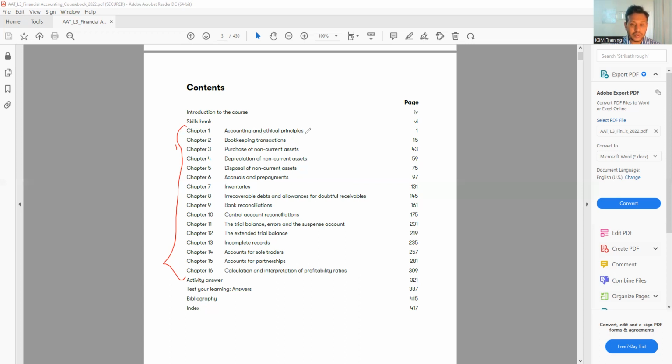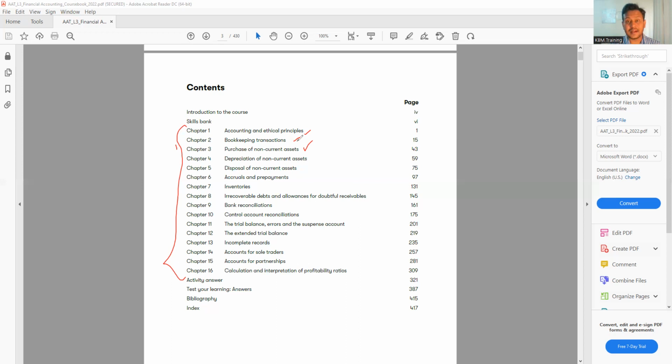Chapter number three, we have purchase of non-current assets. Non-current assets represent fixed assets. The assets the company buys with the intention to use them in the business, but not to sell them. For example, in any sort of business you have, you need a computer to run this business. Now, selling computers is not your business, but you need a computer to run your business. And for that reason, the computer will be your fixed asset.